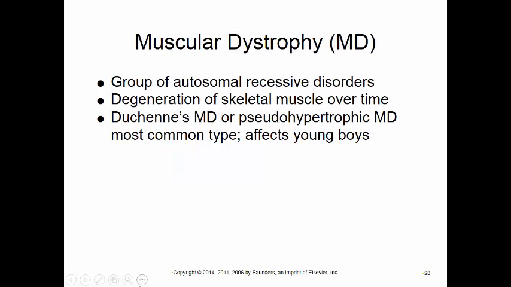Then we have muscular dystrophy, so we're moving on to muscles. It is a group of autosomal recessive disorders. Autosomal means it's on the chromosomes that aren't sex chromosomes, so it's the 22 chromosomes that aren't sex chromosomes. It is the degeneration of the skeletal muscle over time.